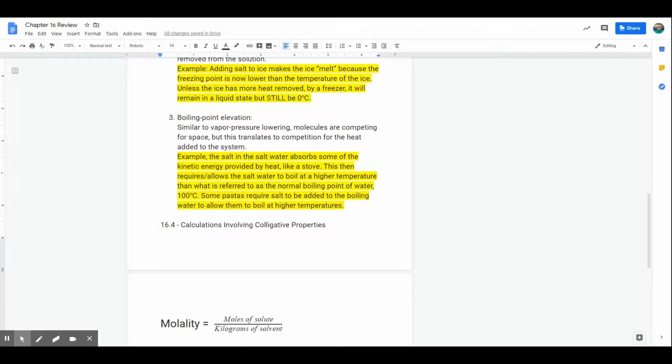And then the last one is boiling point elevation. It's very similar to vapor pressure lowering. Molecules are competing to escape from the liquid. So when you put water and salt on a stove and you heat it, it requires more than 100 degrees Celsius to boil the water.